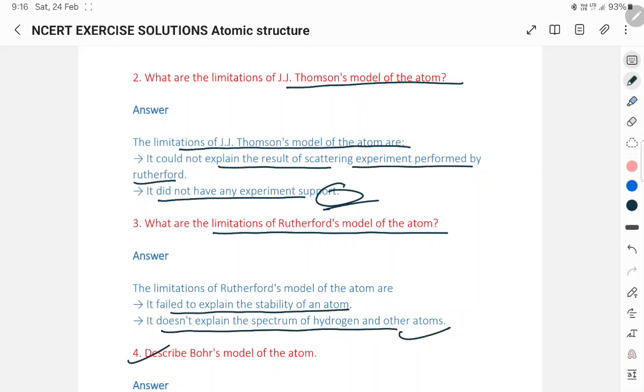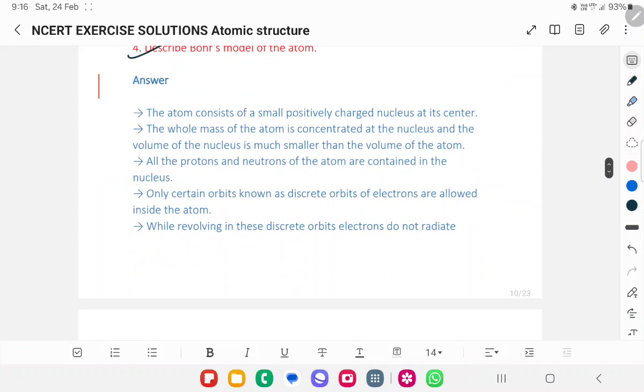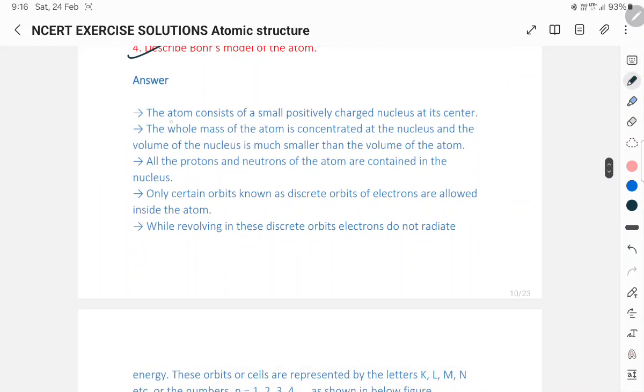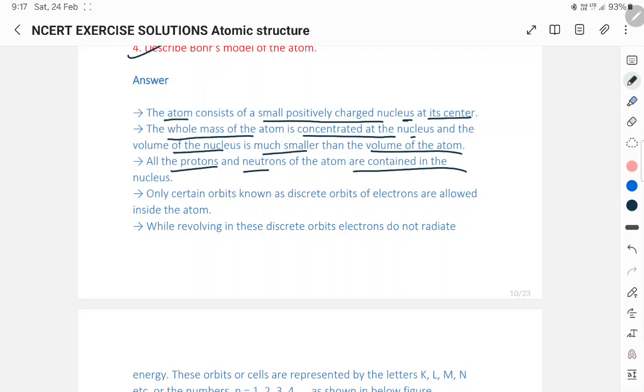Describe Bohr's model of atom. Now the Bohr's model of atom says the atom consists of a small positively charged nucleus at its center. The whole mass of the atom is concentrated at the nucleus and the volume of the nucleus is much smaller than the volume of the atom. All the protons and neutrons of the atom are contained in the nucleus.